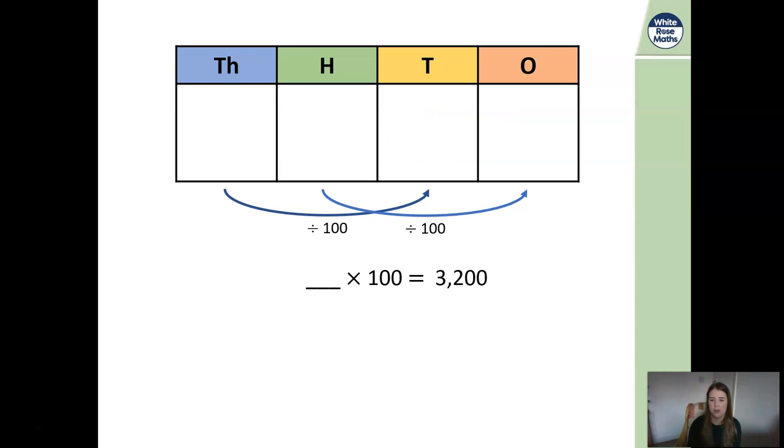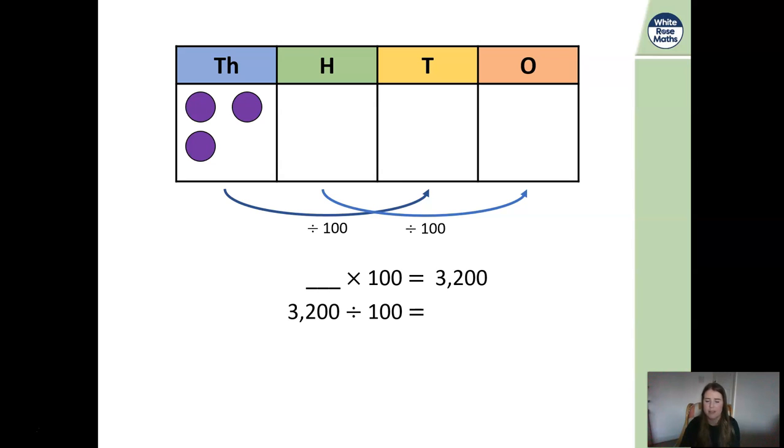Let's see if we can apply the knowledge to this question. So something times 100 is 3,200. Now I know that this number that I'm multiplying by 100 is now already the biggest number, 3,200. So how am I going to work out how to go from 100 times bigger to 100 times smaller? Well, I've got my answer, 3,200. So I need to do the inverse, which is now 3,200 divided by 100.